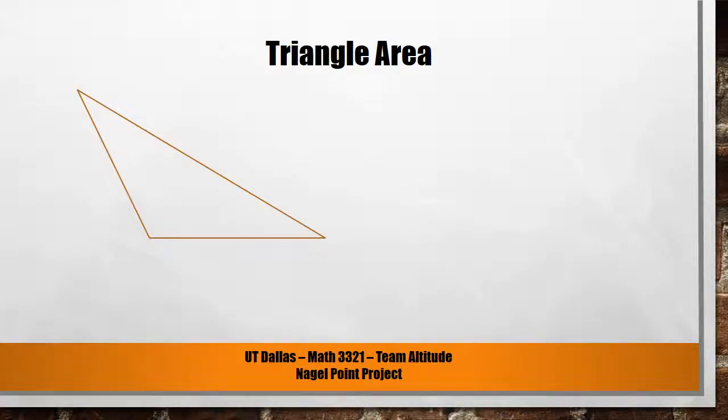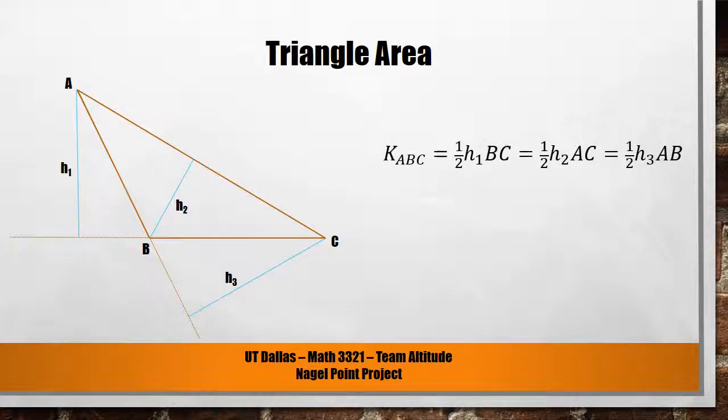Quick reminder, we have a triangle ABC. Its area is determined by its heights and its base. So let's extend side BC and drop height H1 from vertex A, height H2 from vertex B to the opposite side AC. And we can extend side AB and get height H3 from vertex C. The area of the triangle, denoted K sub ABC, is equal to 1/2 times any of these heights times the length of the base that it falls to.